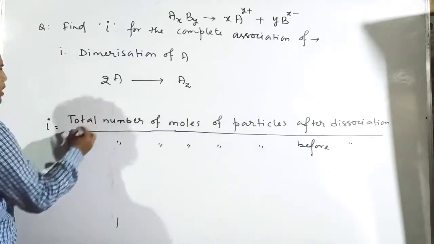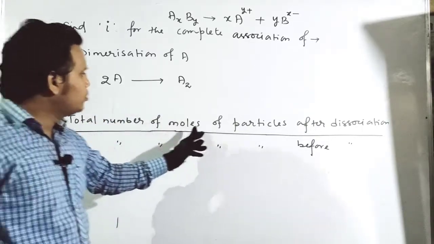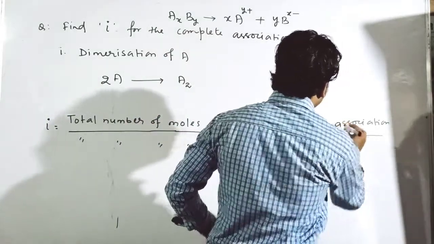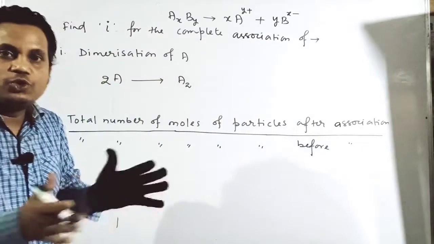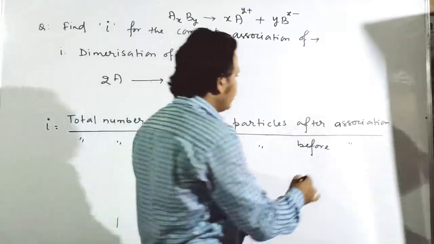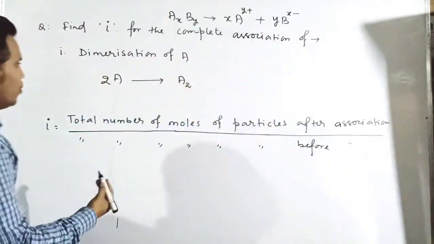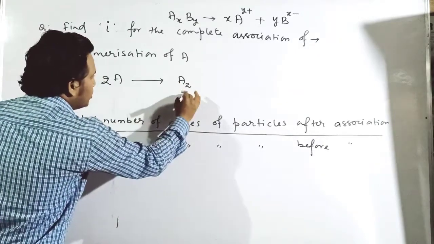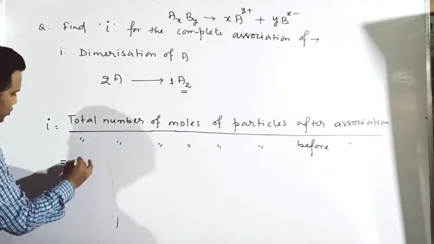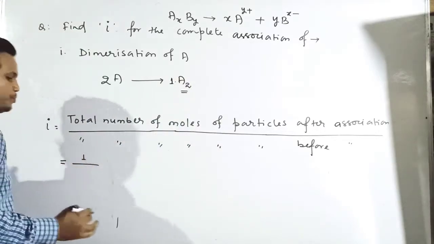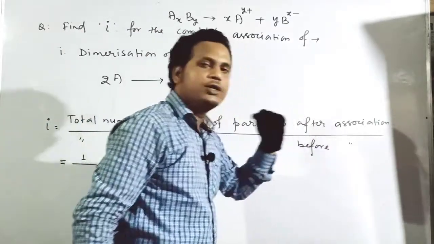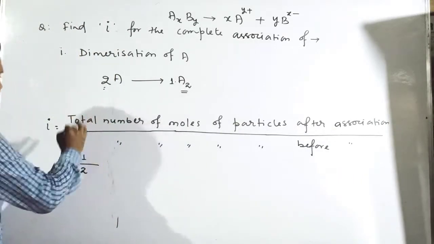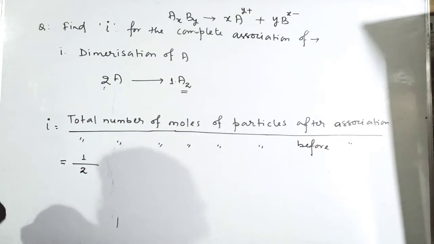What will be the value of I? Total number of moles of particles after association, because it is associative, they join together, divided by before association. What is the moles of particles after association? How many moles? 1 time. So it will be 1 by. Before association, how many moles are there? 2. So it is 2. The answer will be half.